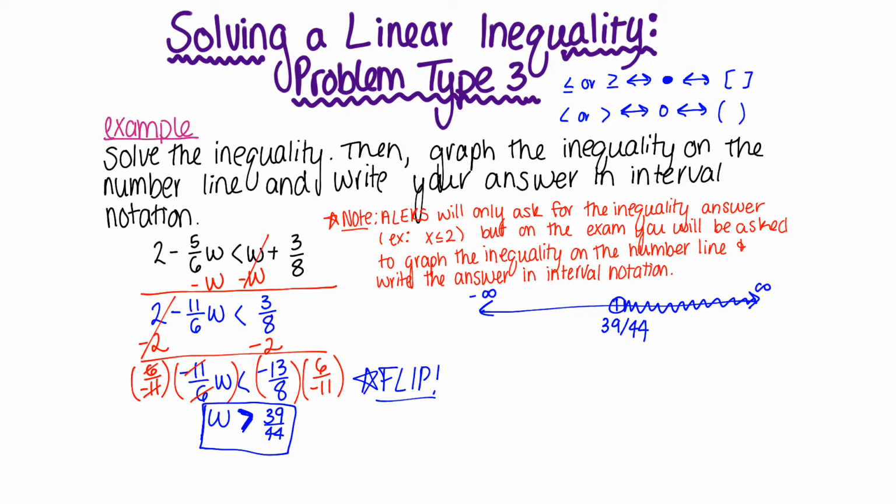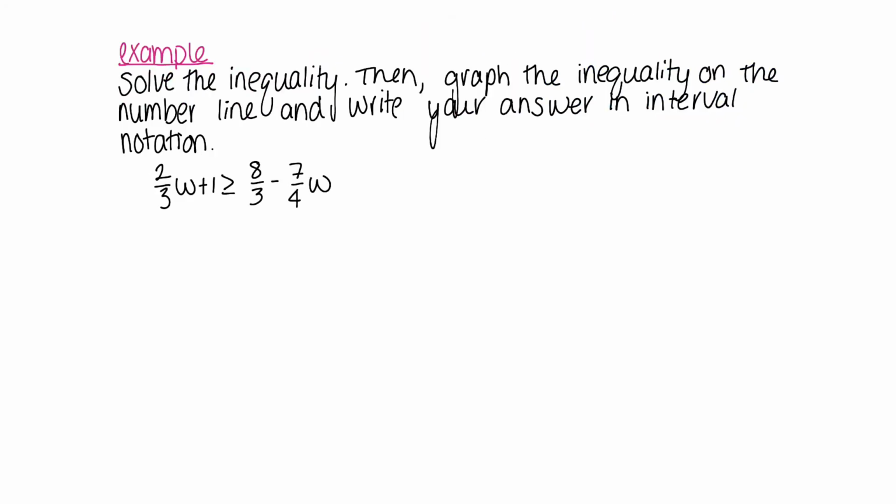For our interval notation, we're starting at 39 over 44. It's an open circle, so it's a parenthesis. And then the shading goes all the way up to infinity, and infinities will always get parentheses. And that's my interval notation answer. Let's go ahead and do another problem. I'm going to go ahead and show you a different way that you can solve these problems.